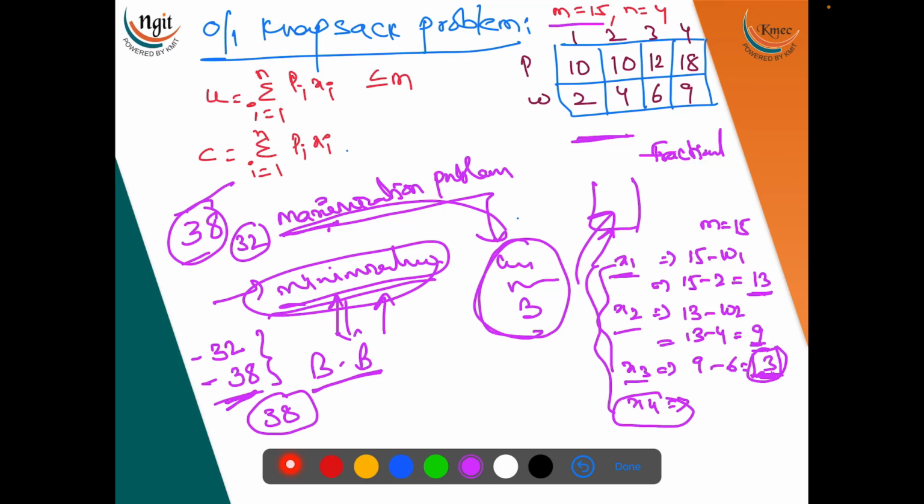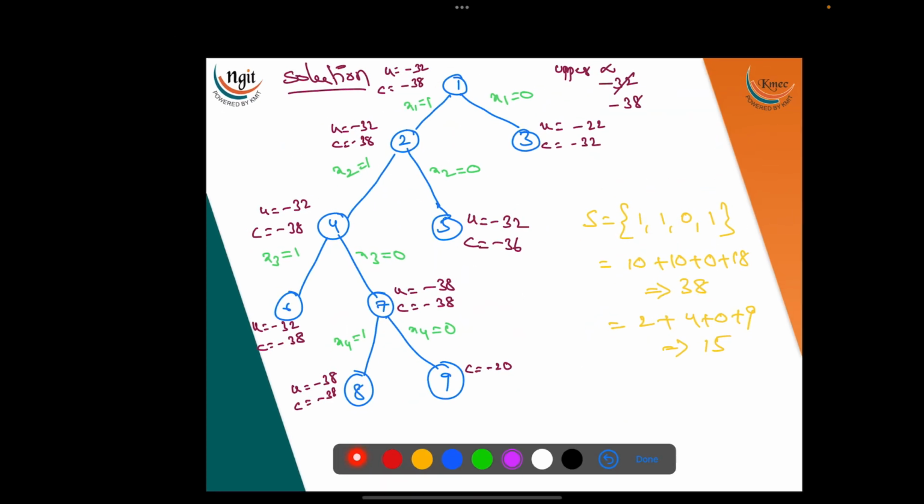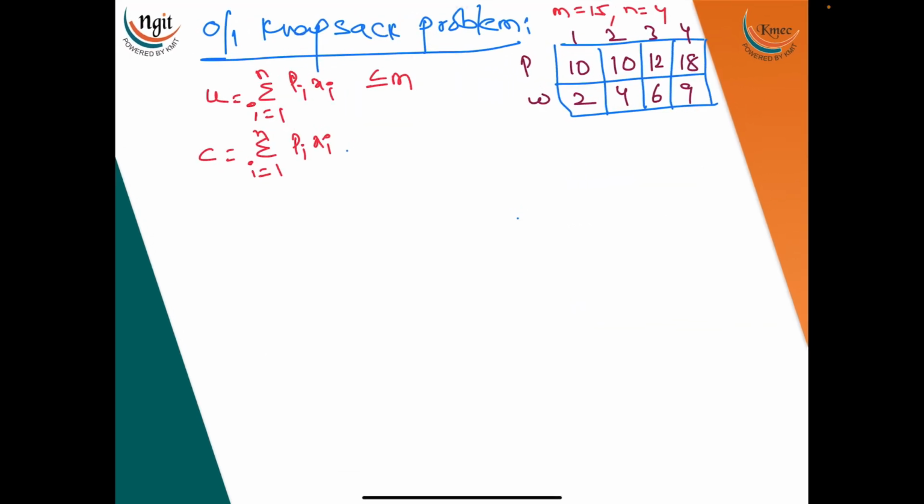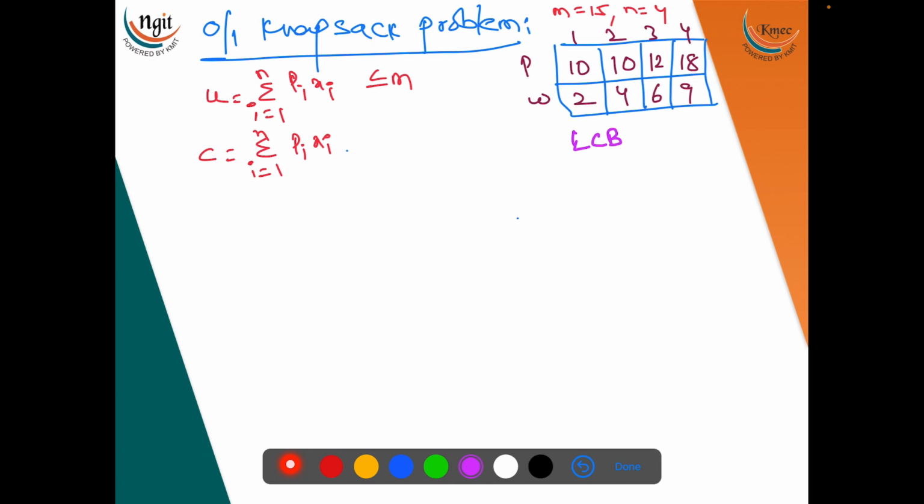Minimization problem. Now, let us see how to solve this problem using branch and bound. So I'm going to generate a state space tree, and here I'll be using LCBB. What do you mean by LCBB? Least cost branch and bound method.